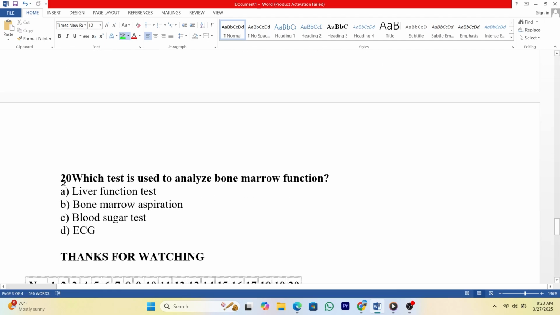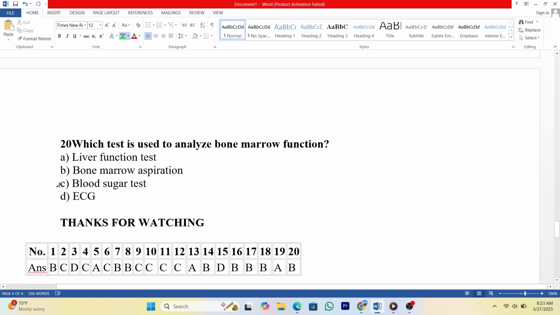20. Which test is used to analyze bone marrow function? A. Liver function test. B. Bone marrow aspiration. C. Blood sugar test.